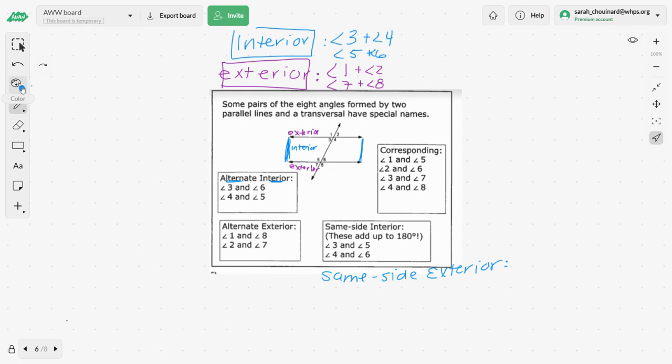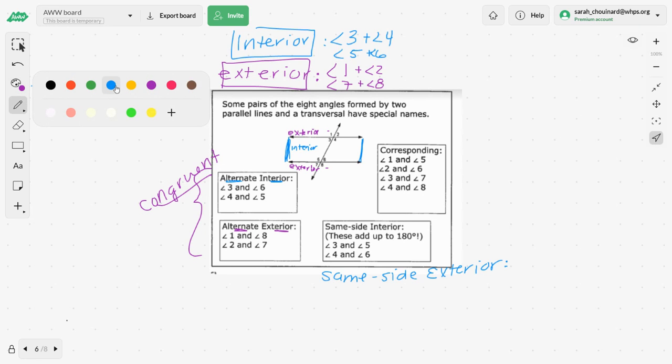For alternate exterior angles, it's the same idea. They need to be on opposite sides, but on the outside of the parallel lines. So 1 and 8 are on opposite sides. 2 and 7 are on opposite sides. What I notice about 1 and 8, 2 and 7, 3 and 6, 4 and 5, these are all congruent angles. So alternate interior and alternate exterior are always congruent to each other.